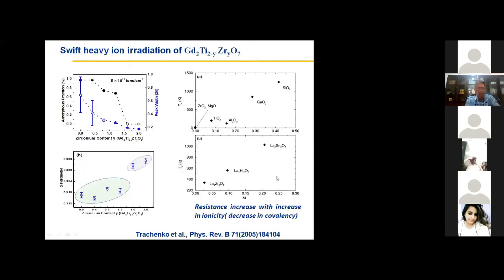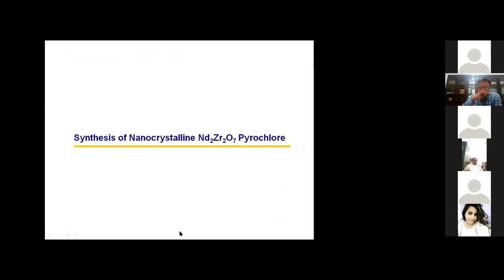In addition to that, there can be another explanation of this result on the basis of the bonding. These titanates are covalent in nature, and the zirconates are more ionic. So if we go with this paper, the same result can also be explained on the basis of that, as the zirconates would be expected to be more radiation resistant. Okay, so that was the case here.